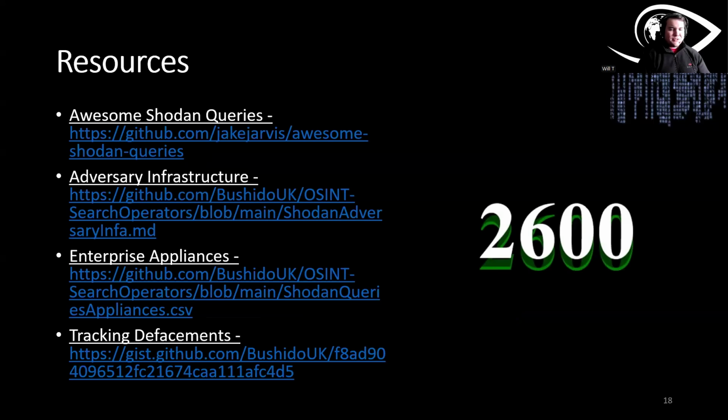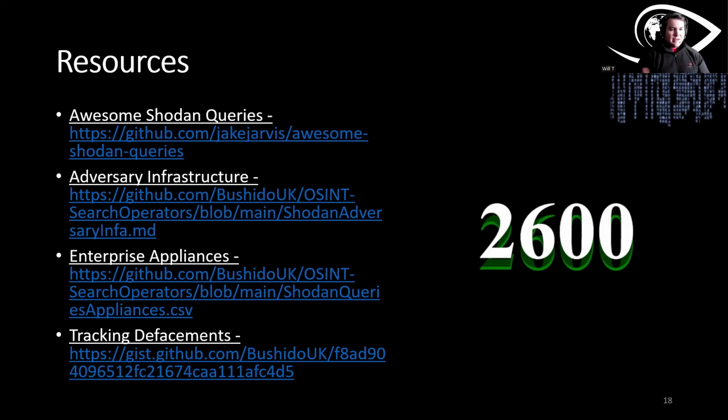So I left some resources here as well. We've got some Shodan queries. We've got some adversary infrastructure queries that I've used myself to find adversary infrastructure, posted on my GitHub, and then how to find adversary appliances, so VPNs and firewalls and load balancers. Sometimes it's not so easy to find yourself, and it's useful to have a list of queries for these things. And then I've also got a Gist there, which I use to track defacements.